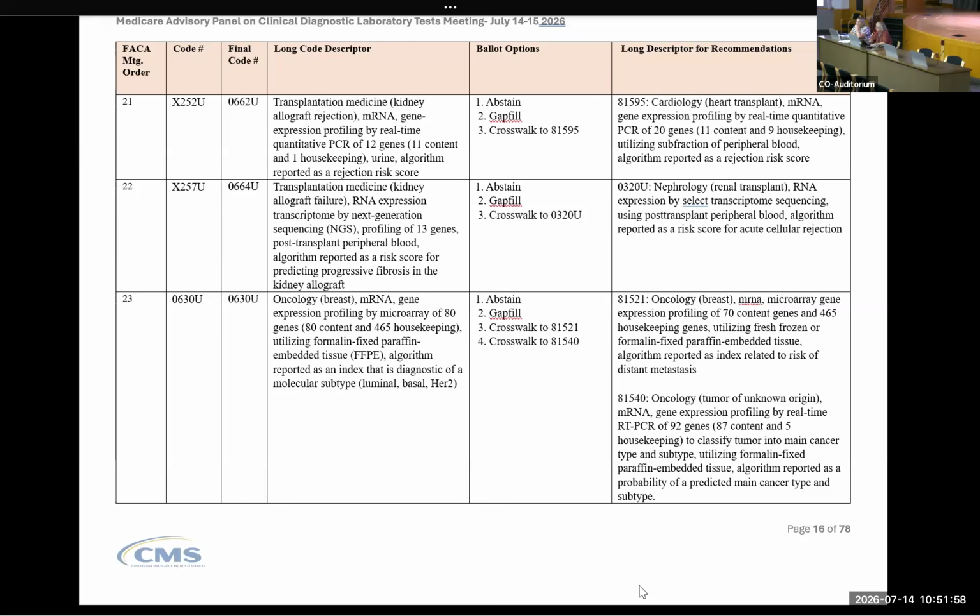Thank you. All right, we are staying with transplant here. Code number X257U, new code number 0664U. And I believe Joe is taking this one as well. Yes, I'm presenting also, Dr. Rumpler here. We both assessed this code and the next one together. Briefly, this is also RNA expression profiling, transcriptome analysis, NGS, and an algorithmic analysis.